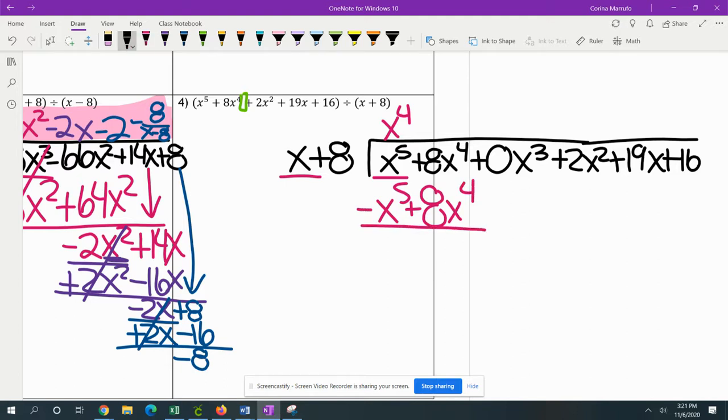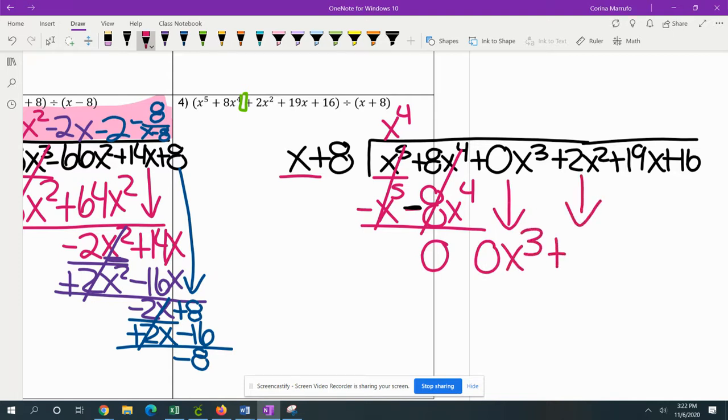So then this plus ends up turning into a minus. Oh, I need to erase that. So when we subtract, x to the 5th minus x to the 5th cancels. 8x to the 4th minus 8x to the 4th also cancels. So we're left with 0. Okay, if we were to drop down to the next one, it would be 0x to the 3rd power. So we really don't need this one. We're going to have to drop down the next one, plus 2x squared. So this one happened to not affect us, and then drop down to the 19x.